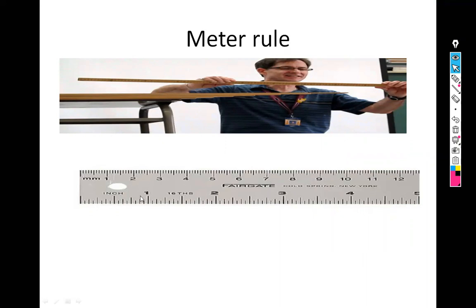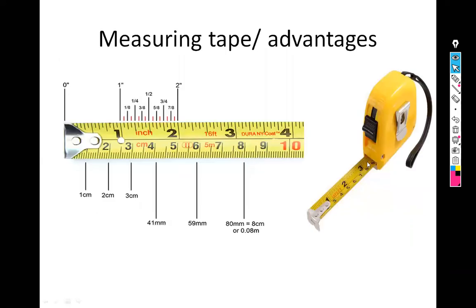Next lecture, meter rule. This is the scale in a longer form. The scale in your bag is almost 6 or 12 inches long, but if it is 100 centimeters, it is a meter rule. And this is a measuring tape, which you can see in your homes.